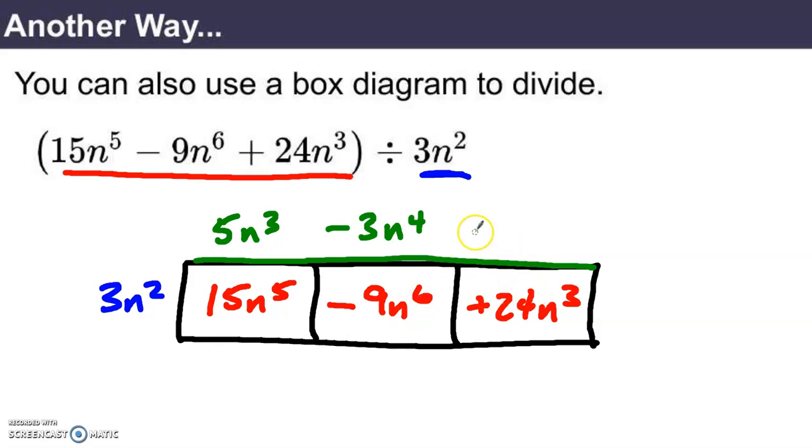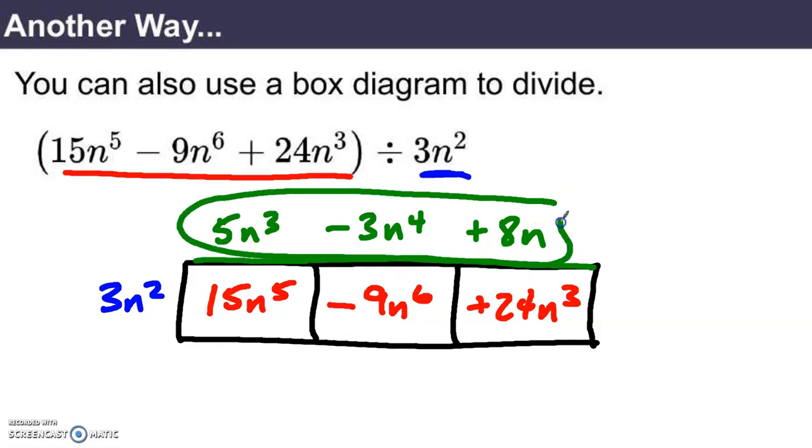Lastly, what goes here? Positive 8 times 3 is 24. What do I need to multiply by n squared to get n cubed? Yeah, it's just n. And if you set up the division problem in a box, your answer is going to be this other factor: 5n cubed minus 3n to the 4th plus 8n.